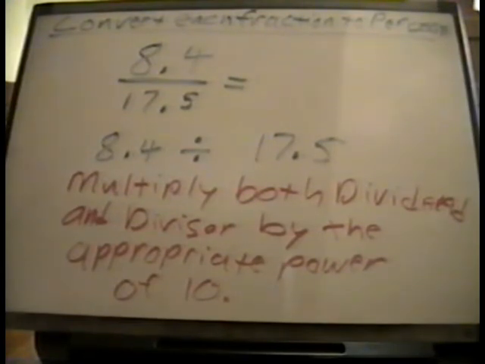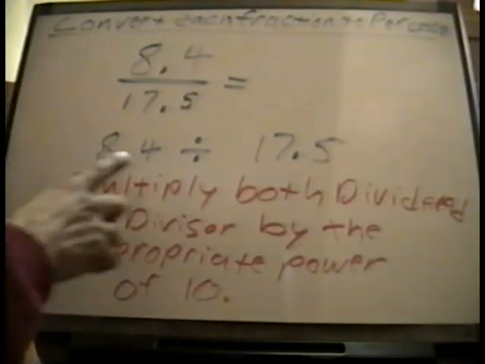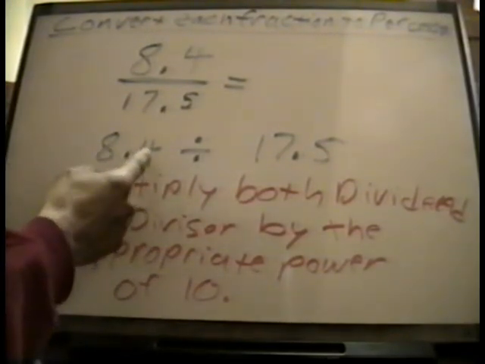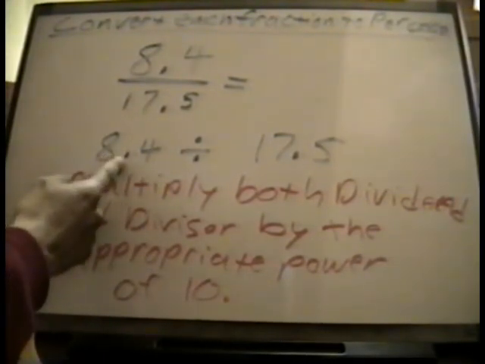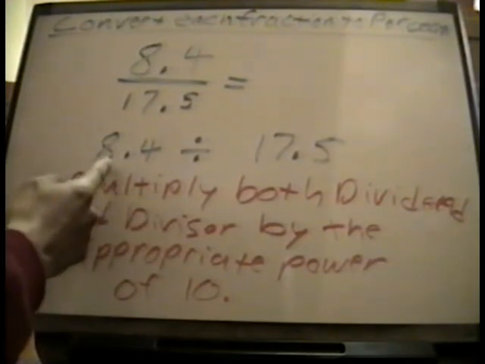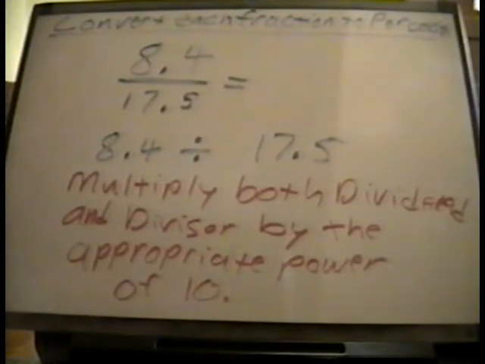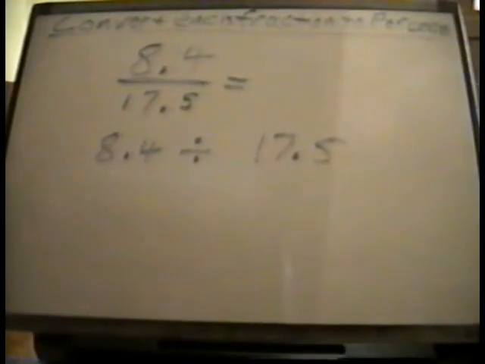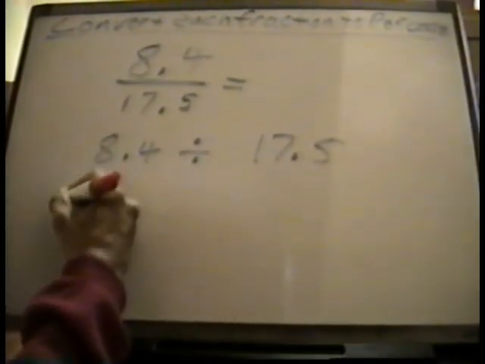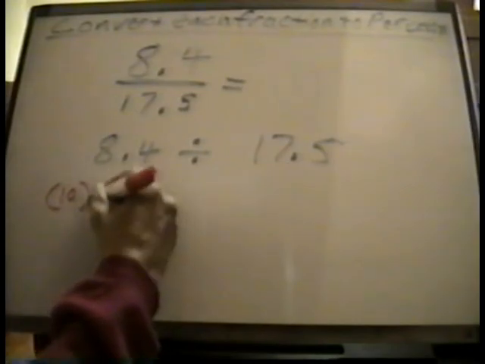So here, if you look at the decimal number, the last significant digit here is 4. If we want to make 8.4 a whole number, we want to change that into 84. In order to change 8.4 into 84, we have to multiply by 10. Likewise with 17.5. So we multiply both 8.